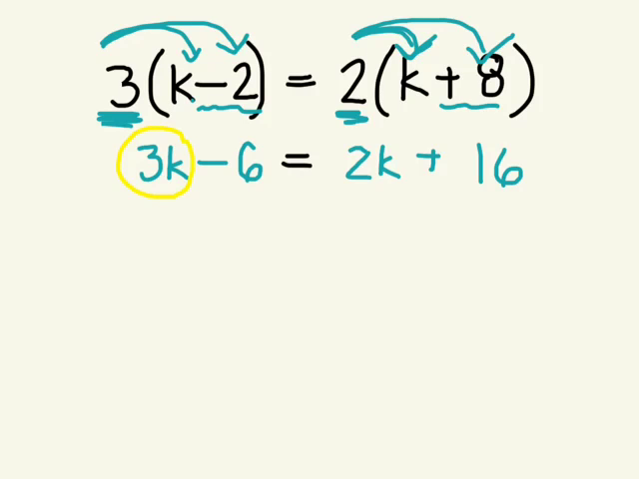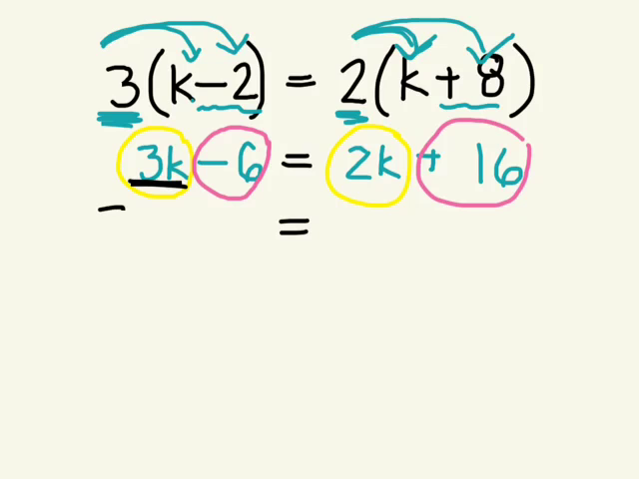We're going to look for like terms. So 3k, and which other term is a like term with 3k? 2k. Okay. So I want to put my variable terms on the left side. And then our constant terms, we have a negative 6 and a positive 16. So we have to figure out how to write this. So I have 3k on the left side. I'm not moving it. Staying there. Okay, so 2k will go with it.